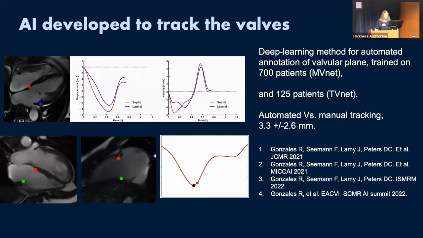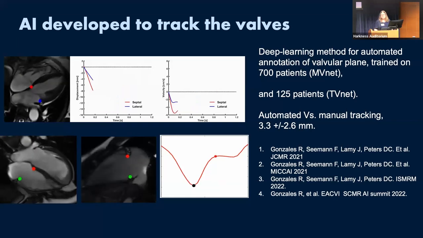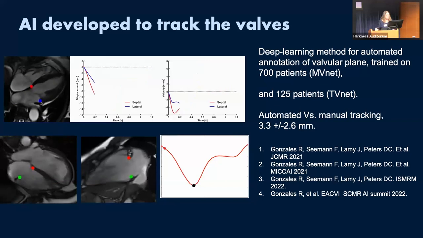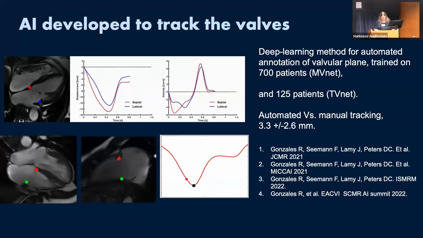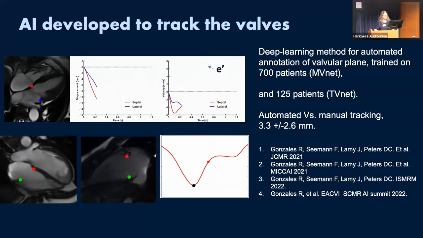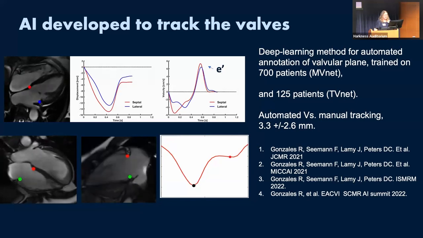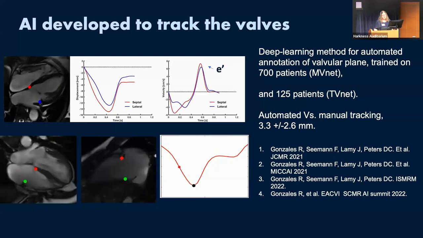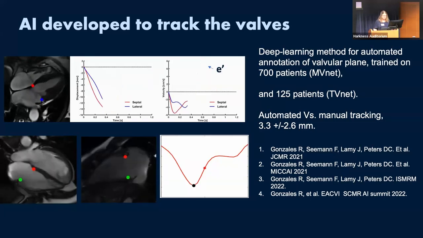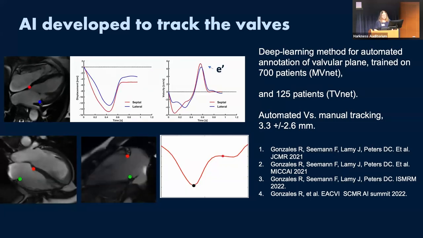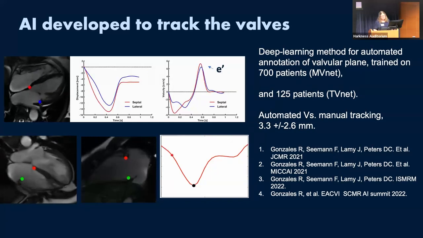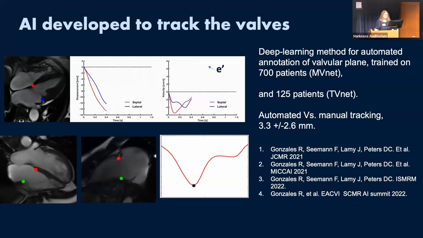So this worked. We were able to develop AI tools to track the valves. Here you see the left ventricle, and you can see that we're able to measure E prime automatically now. And we looked at the metrics, and we have accurate automatic tracking up to 3 millimeters. And we also had accurate measurements of MAPSE and E prime. And so it was pretty exciting.